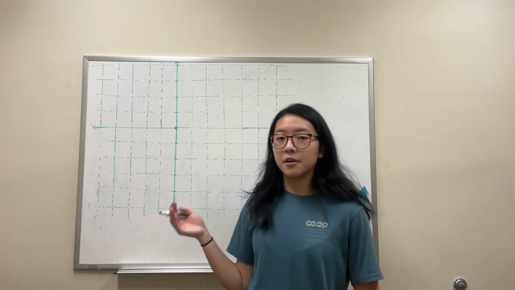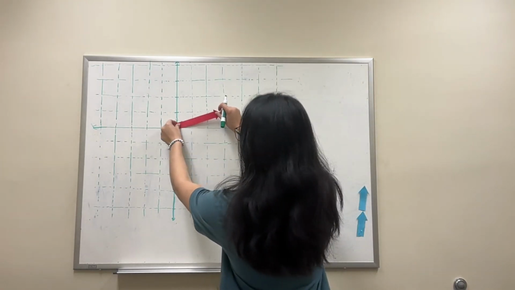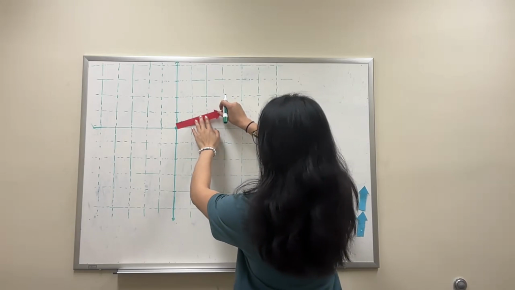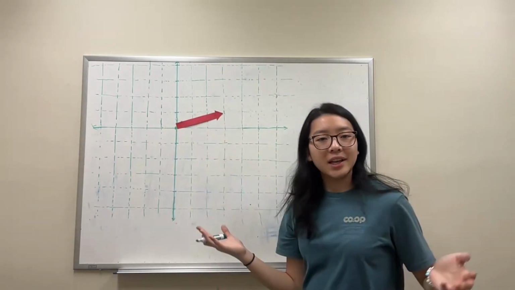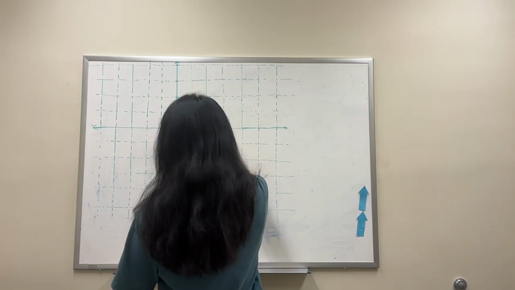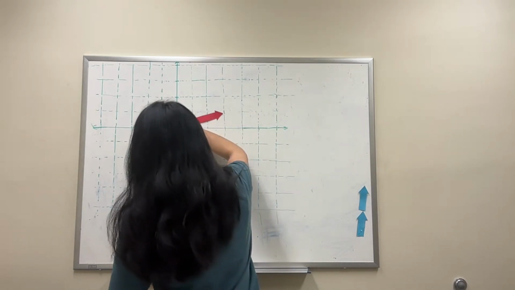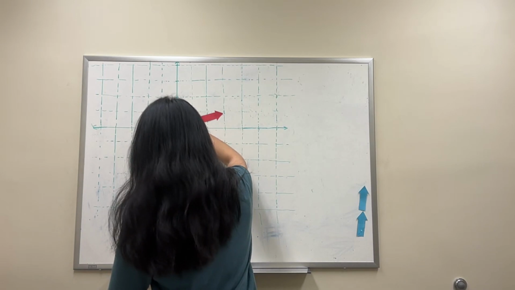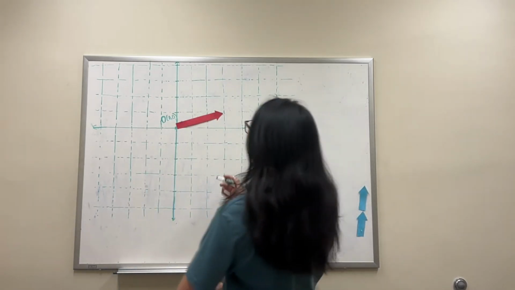I can represent that on the xy coordinate plane with an arrow pointing 6 in the x direction and 2 in the y direction, or more formally, what we like to call a vector. And we can name the point that the vector starts at, or where its tip is at. I'm going to call that point O. Most people call the origin point O, but you can technically call the point whatever you want.